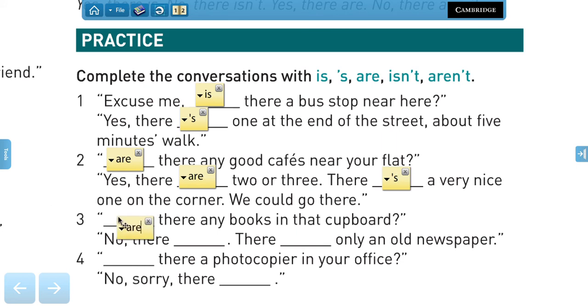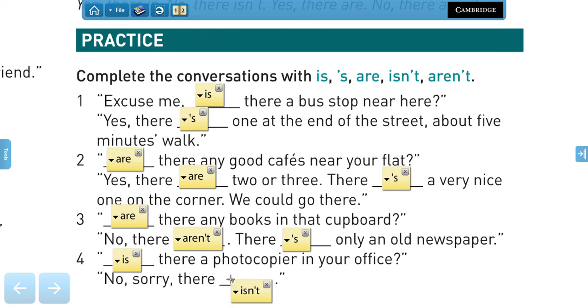Then we have, are there any bookshops in the cupboard? No, there aren't. There's only an old newspaper. So there's only an old newspaper, singular again. Is there a photocopier in your office? A photocopier in the office? No, sorry, there isn't.